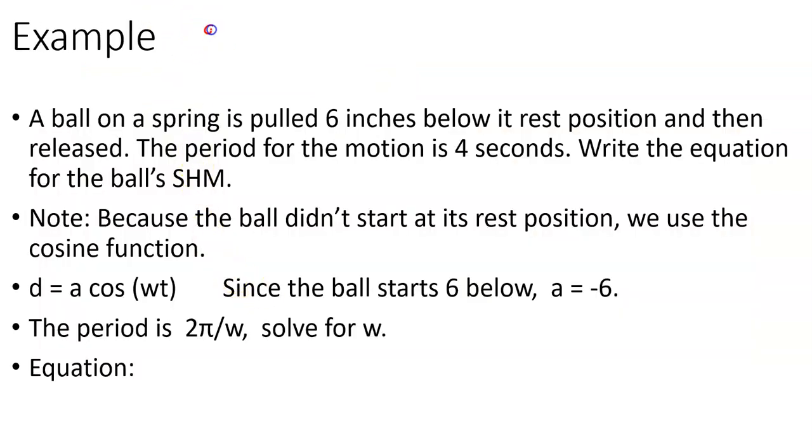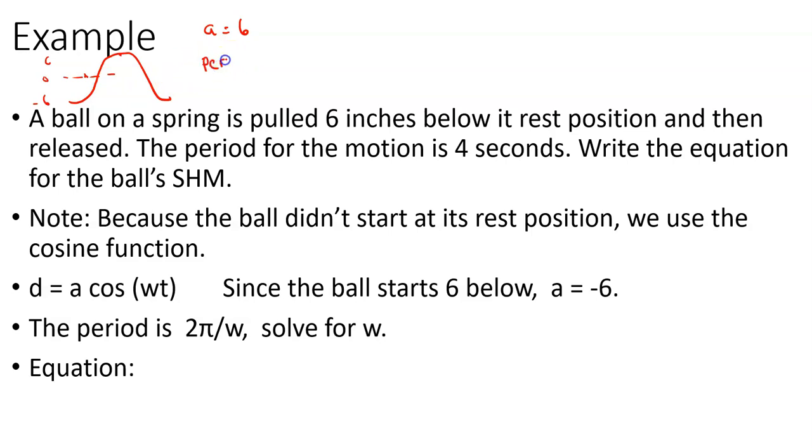All right, so it looks like here the amplitude is 6. Because this one, instead of starting here at 0, is pulled 6 units below and goes up and back down again. Okay, so we assume that if it's pulled 6 units below, it reaches a max 6 units above. It says the period is 4 seconds.